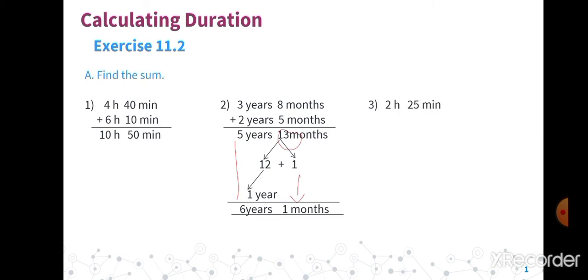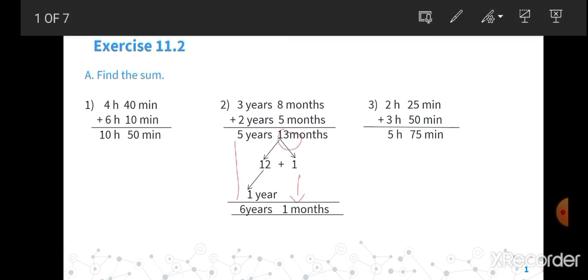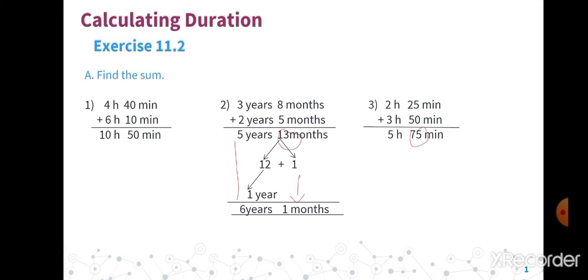2 hours 25 minutes plus 3 hours 50 minutes. Again when we are adding, it is 75 minutes, and again we can say this is not a standard form because 1 hour is equal to 60 minutes. So again we have to write it in the standardized form. So it will be 60 plus 15. Now 60 minutes will be 1 hour.